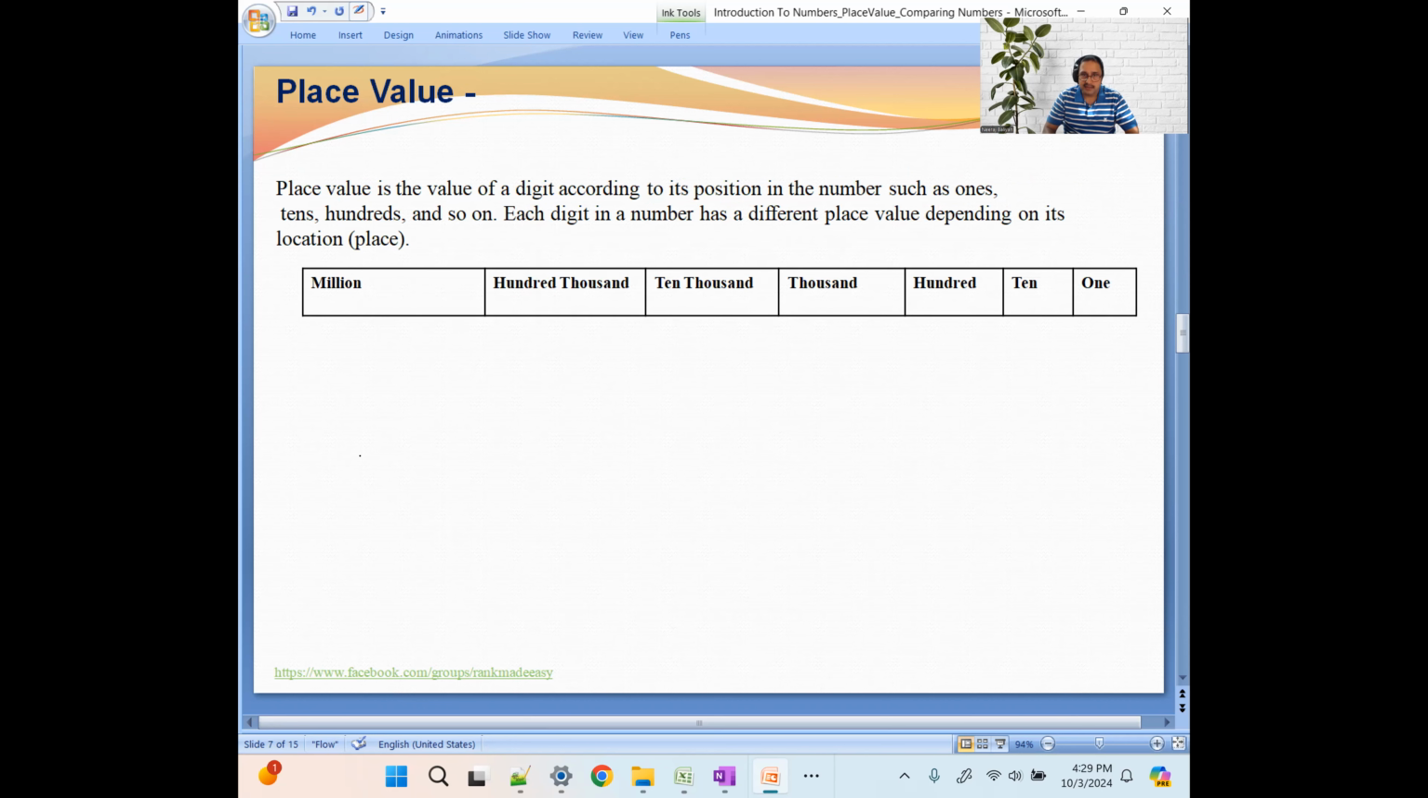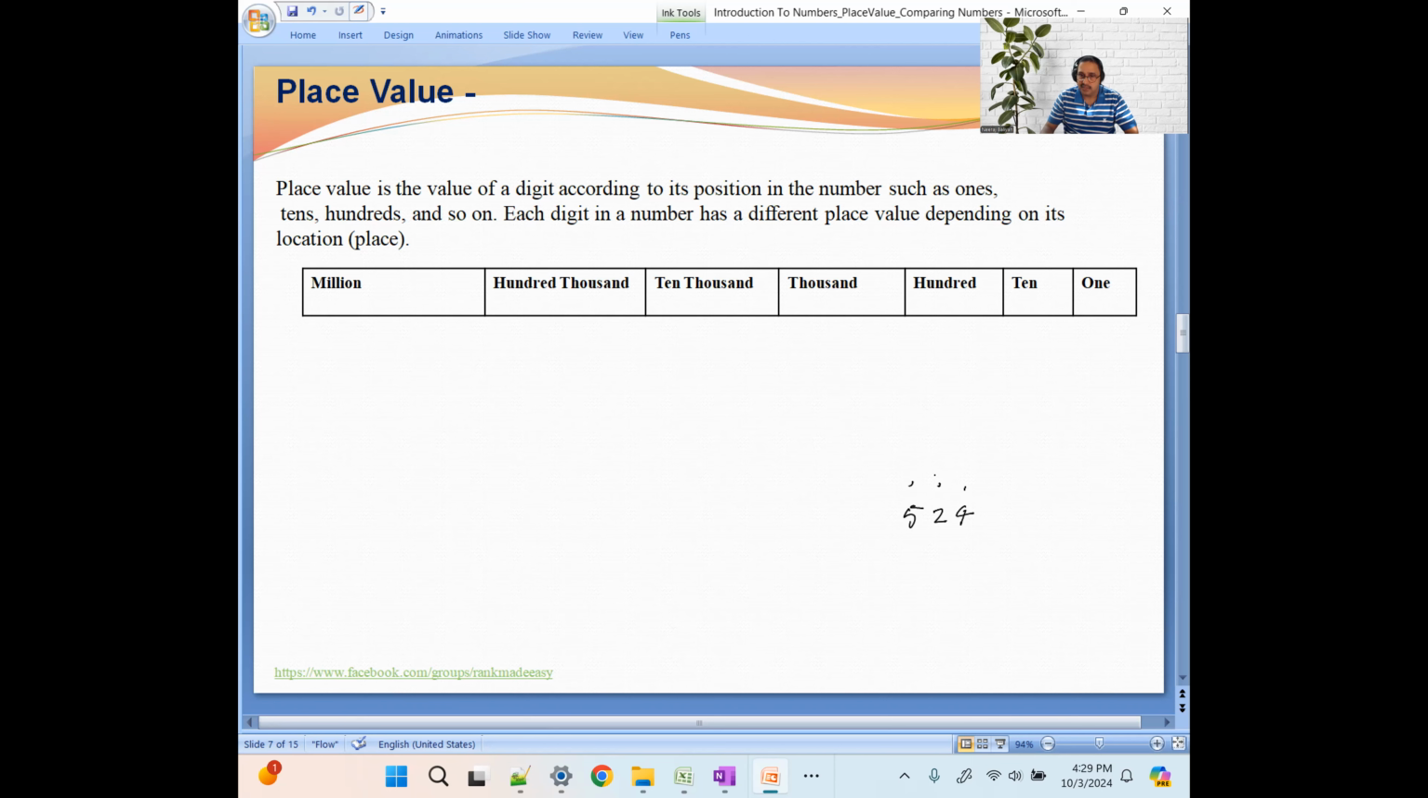So the next thing we need to understand is place value. By now, you're clear about the numbers and general usage of the numbers. You know every number is made up of digits. For example, you want to write down 524. How many digits are there? There are 3 digits: 1, 2, and 3.